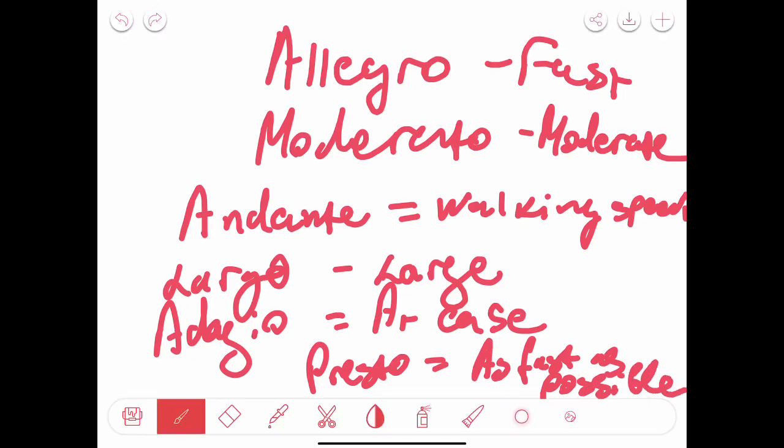Now those can have variations. So if you have allegro, allegretto means a little bit slower. If you have andante and you have andantino, that means it is a little bit faster than andante. If you have adagio and you have adagietto, it's a little bit faster than adagio.